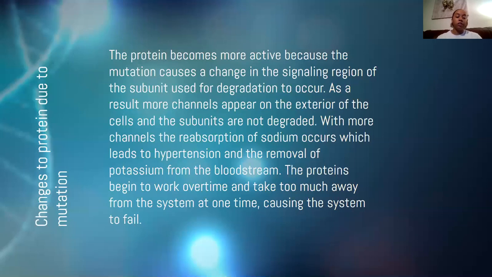Changes to the protein due to the mutation: the protein becomes more active because the mutation causes a change in the signaling region of the subunit used for degradation to occur. As a result, more channels appear on the exterior of the cells, and the subunits are not degraded. With more channels, the reabsorption of sodium occurs, which leads to hypertension and the removal of potassium from the bloodstream. The proteins begin to work overtime and take too much away from the system at one time, causing the system to fail.